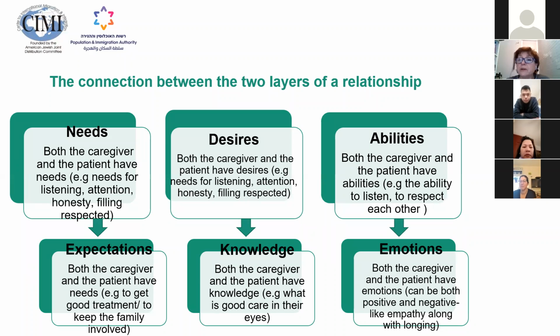The connection between the two layers of relationships, needs, desires, and abilities, expectations, knowledge, and emotions, they go all the way across to the employer and to the caregiver, okay? And not just to the caregiver, but also to his family. So we're talking about both the caregiver and the patient having needs. Both the caregiver and the employer have desires, and everybody has abilities and expectations and knowledge and emotions. And all of those things are part of a relationship that both parts have.